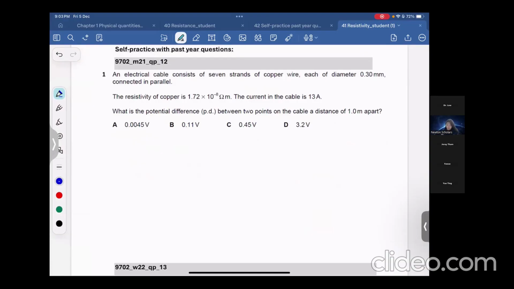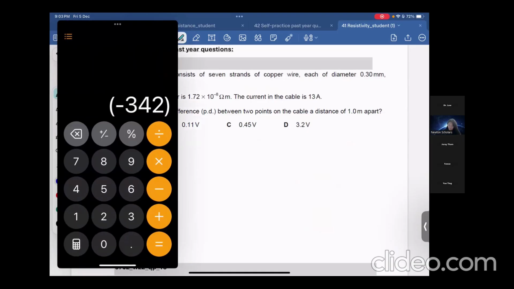Okay, you see? An electric cable consists of 7 strands of copper wire. Each diameter is 0.3 mm and they are connected in parallel.